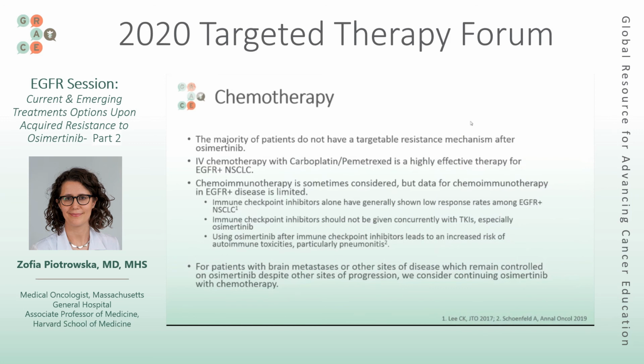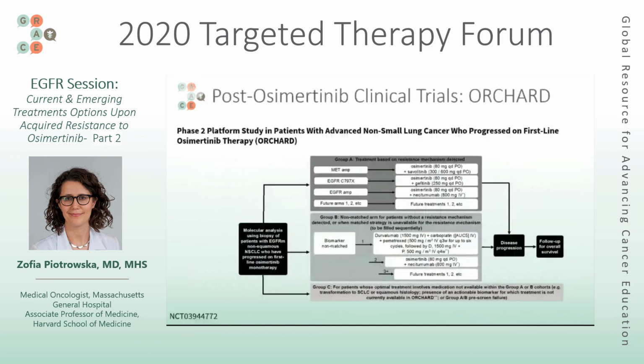And as I've shown on the last bullet point here, one thing I do sometimes consider is, depending on what's going on with the patient, for example, if they had brain metastases as initial diagnosis and those have been well controlled on osimertinib, but other sites of disease might be progressing, sometimes we will actually do osimertinib together with chemotherapy to try to help maintain that good brain penetration of osimertinib while adding another agent. And that's something that is being studied in some upcoming trials.